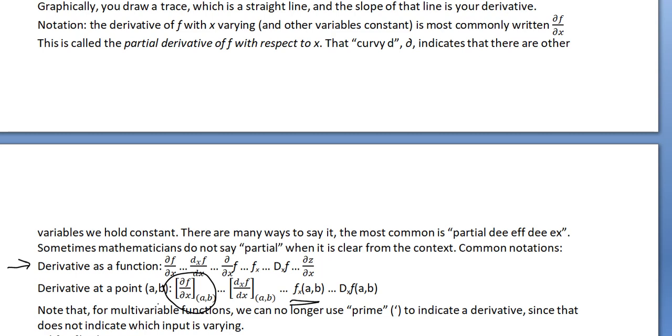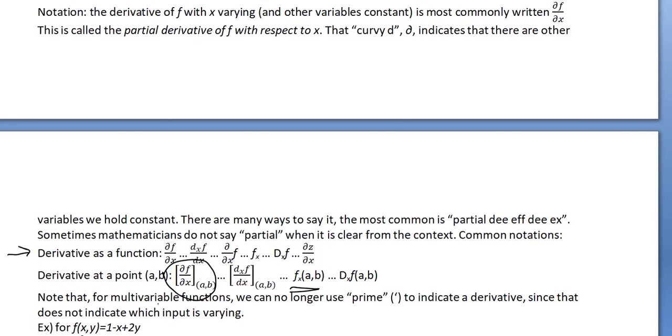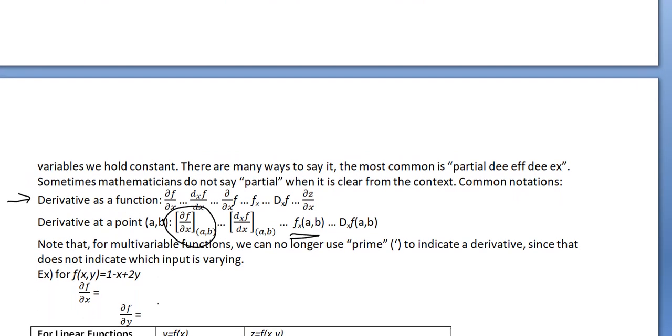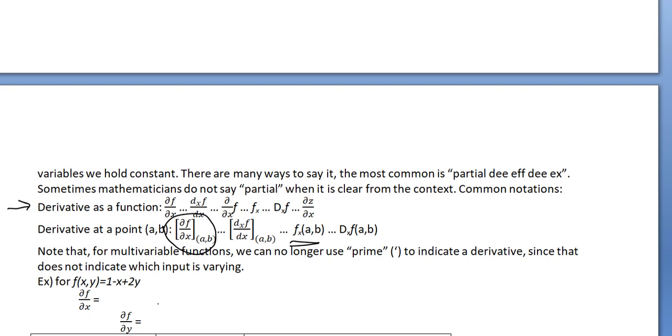Okay, so now that we've got this notation, let's revisit the function that we had before, f of xy equals 1 minus x plus 2y. And now we can make these statements. So for that function, partial df dx equals, as we saw before, negative 1. And partial df dy, as we saw before, that value is 2. This one's pretty easy because the rates were constant. And when the rate is constant, there are a number of ways to see what the value is.